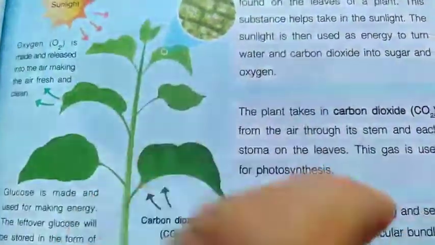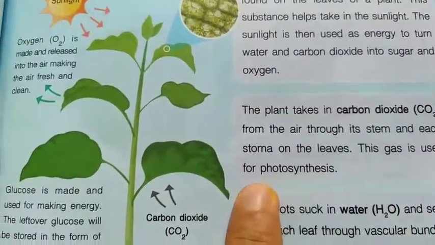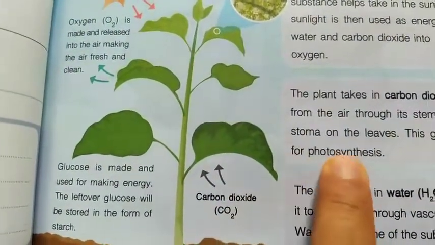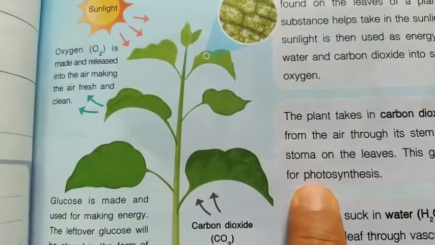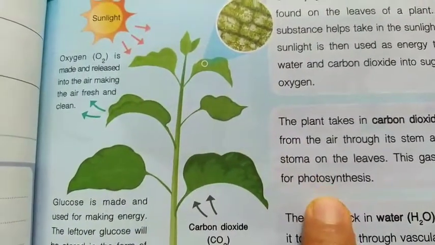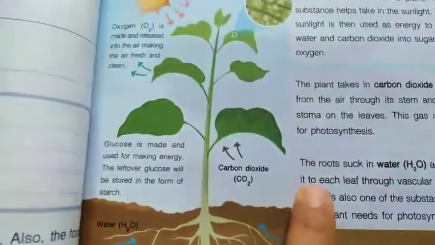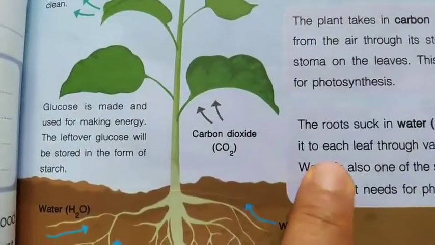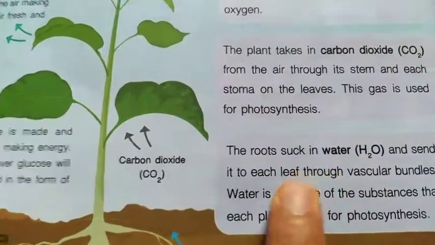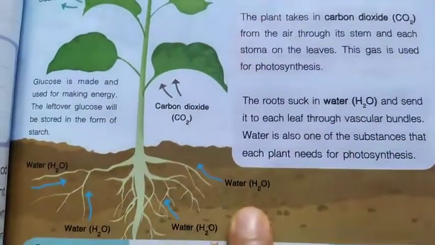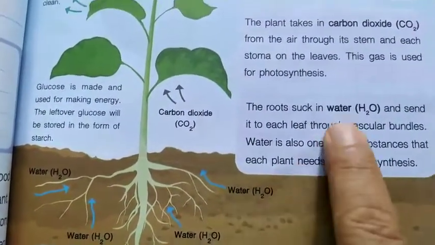So the stoma opens. This gas is used for photosynthesis. It means the process of converting that energy from the sun into food. They work together as a photosynthesis. Okay, so the roots suck in water in here. Suck in water. And what happens?